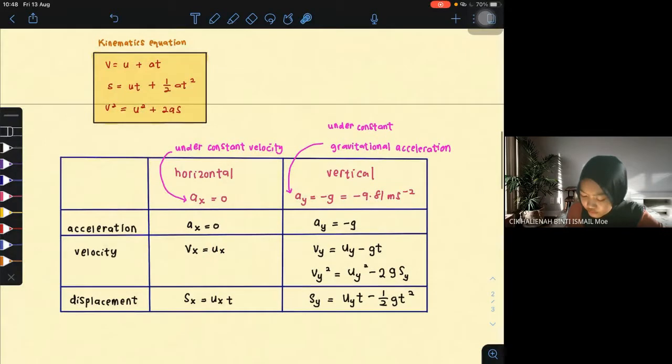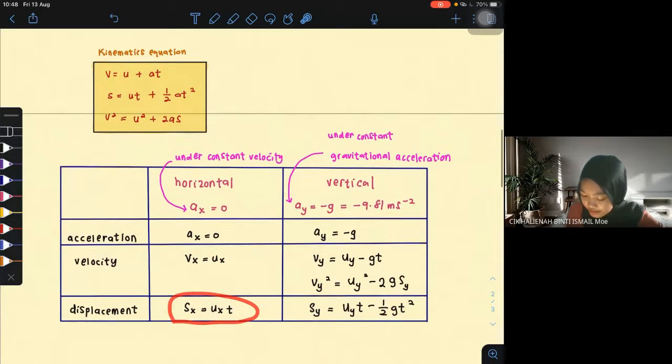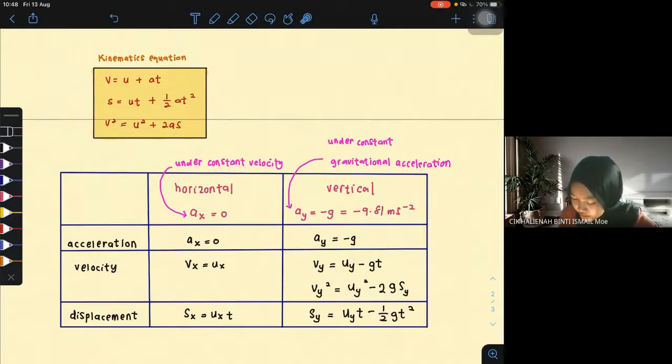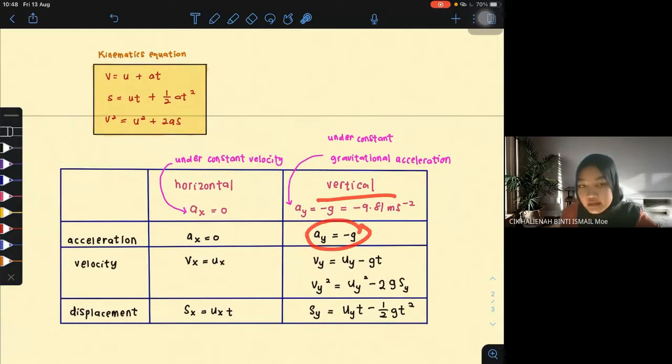Okay, sama juga untuk displacement. Untuk cari s, this is the original equation. So since a sudah jadi kosong, now we left with s is equal to ut. So we always put the subscript here, untuk label ni adalah untuk x component. Okay, untuk vertical pula, since a dekat sini adalah negative g, so semua a dekat dalam equation kita akan ubah kepada negative g.